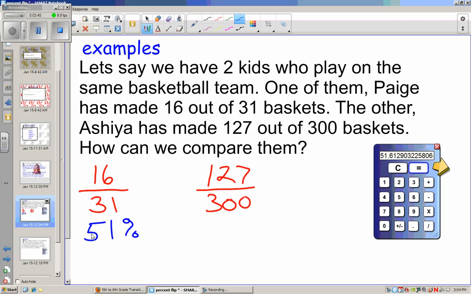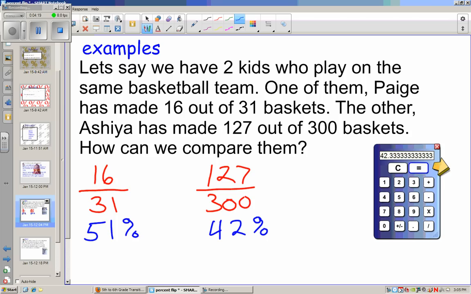But for now, we're going to keep it simple and just say Paige is shooting 51% when it comes to baskets. Well, now let's see how Ashaya is doing. Now, if I take Ashaya's numbers and I do 127 divided by 300 equals, I get 0.423333, which is a repeating, of course. We all know that. And now my second step, I do times 100 equals, and it just moved the decimal over, I get 42.3. So that means Ashaya is shooting 42%.